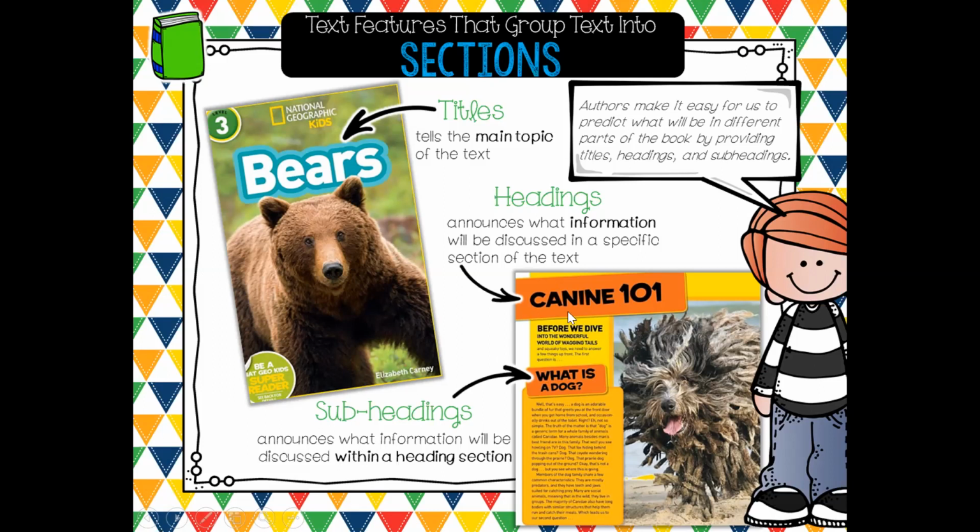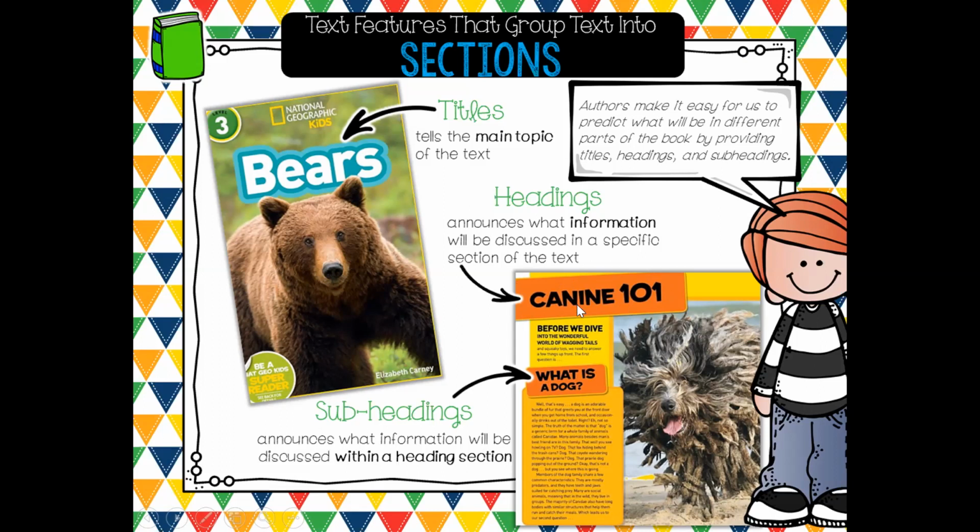Subheadings are little tiny headings that come after the big heading. You have a heading and then a little subheading. This announces what information will be discussed within a heading section. So you might have a whole section about dogs, but then you might have subheadings within that heading.